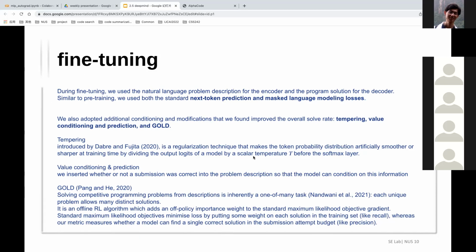And for GOLD, this refers to another paper by Pang and He, and the main intuition is that competitive programming from description is inherently a one-of-many task. That means each unique problem allows many distinct solutions. So it uses an offline reinforcement learning algorithm that adds an off-policy importance weight to the standard maximum likelihood objective gradient. And we don't talk about details because the paper also didn't talk about the details. So they just say that they use these techniques to improve the performance of the model.